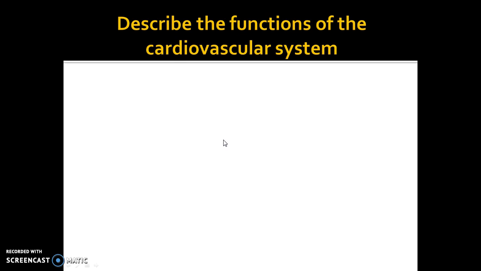So, going on: describe the functions of the cardiovascular system. You're looking for about 5. For those, we'll pause it now, and then if you want a memory method, I will go on to that now. I thought this would be quite a good one.